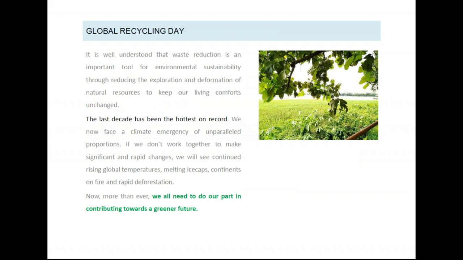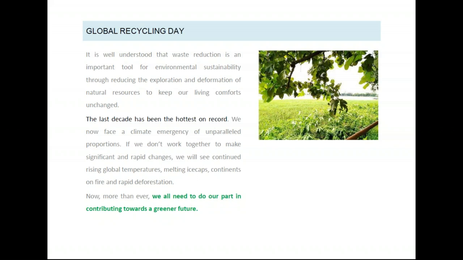Now, what is the significance of Global Recycling Day? Today, it is well understood that waste reduction is an important tool for environmental sustainability through reducing the exploitation and depletion of natural resources to keep our living comforts unchanged.